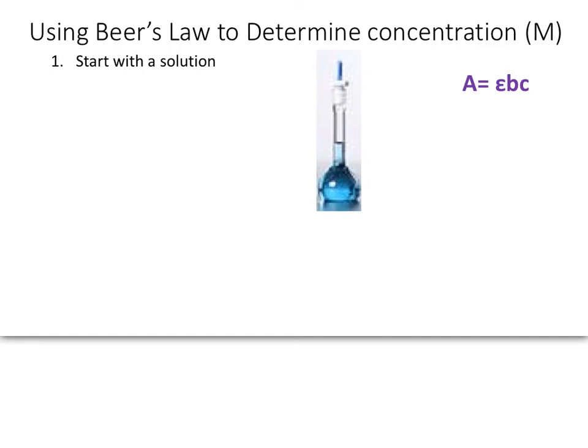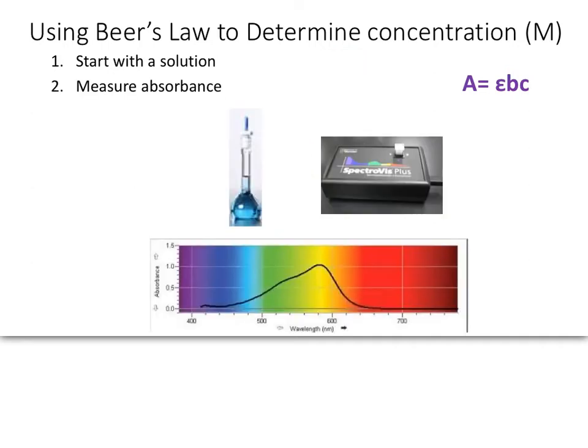So we're going to go through and talk about how we can use Beer's law to determine concentration. And this is what we're going to be doing in the lab. So we start off with some solution, right? We have some solution we're trying to figure out how much of a colored species is in it. So I make up some solution that has that colored species in it, and I measure absorbance. What I do is I put it into this box, and this is called a spectrophotometer, this little box we're going to use in the lab. This is a little cuvette.